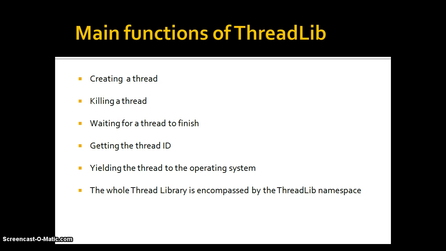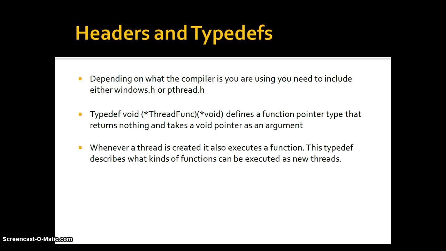What the threading library allows us to do is to create threads, kill threads, wait for threads to finish, get thread IDs so we can select threads and use only the ones that we want to. It yields threads to the operating system, and it is all encompassed by the threadlib namespace. Doesn't matter which operating system. Headers and typedefs. Depending on what the compiler is you are using, you have to either include the windows.h or pthread.h header files to use with your program, depending on the operating system, as I mentioned earlier.